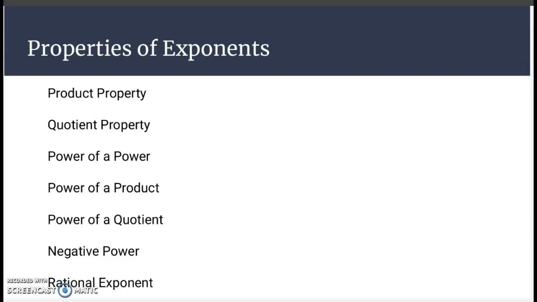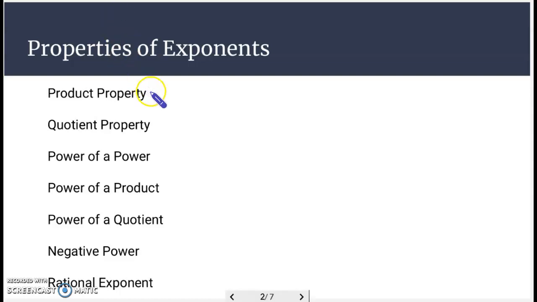Welcome back, everybody. In this video we're going to talk about properties of exponents. I got 7 properties here that we'll go over quickly and then do some examples showing how the properties work. First one I'm going to do is the product property.